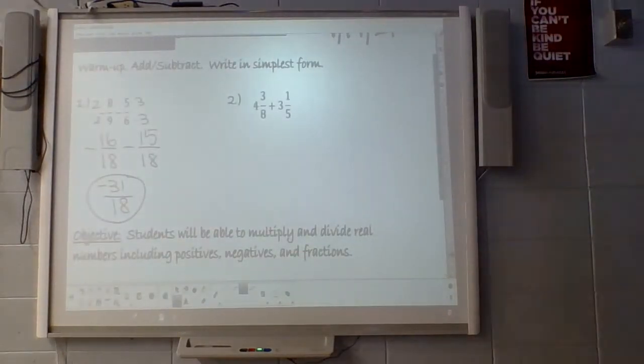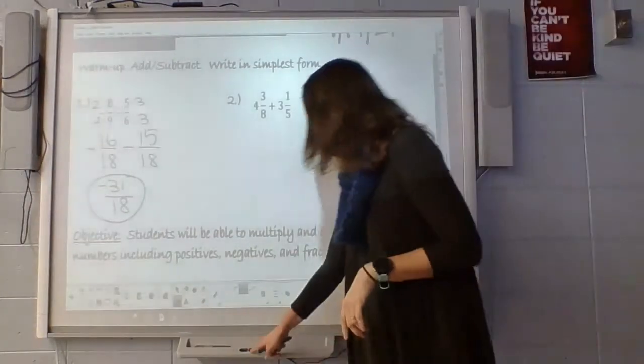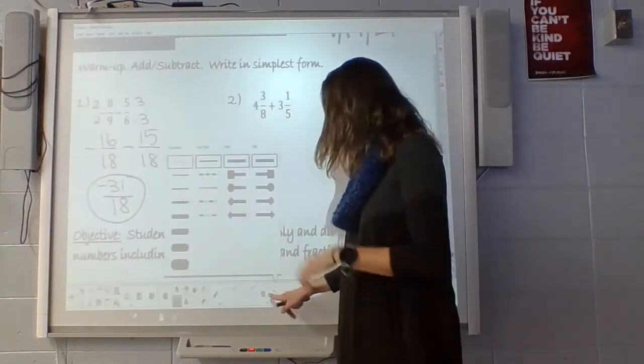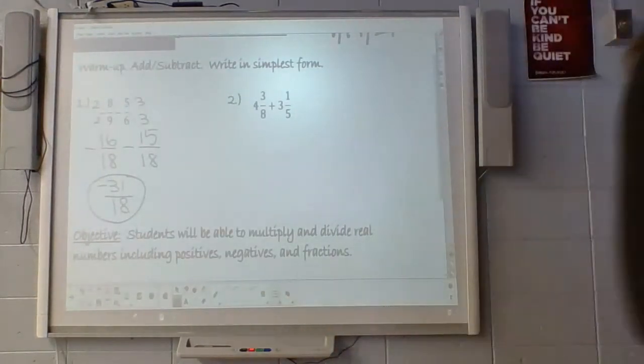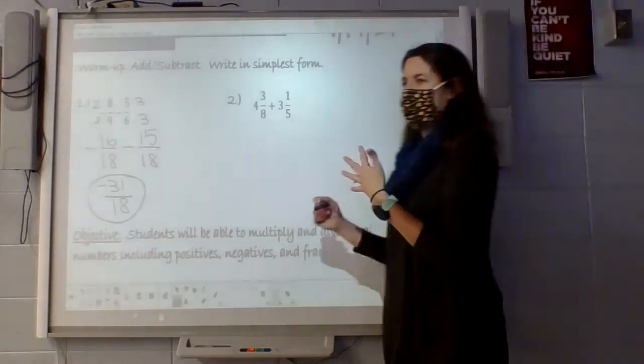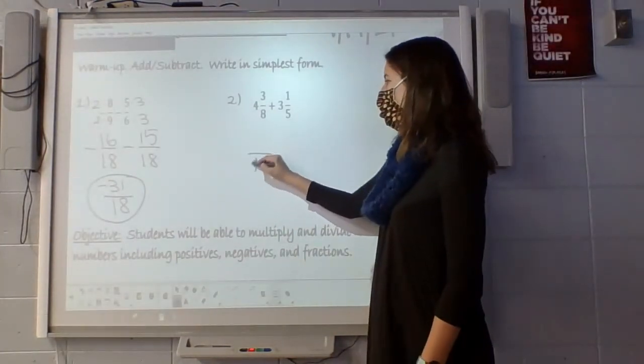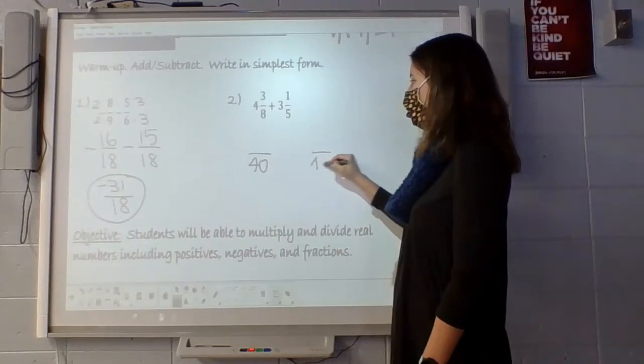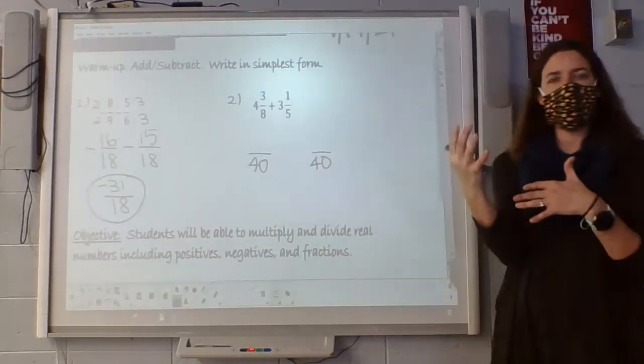All right, number 2. What's our common denominator in this one? What did you guys get for your common denominator? 40, yep. So this one, 40, sometimes you're like, oh, there's got to be something smaller. This one, there's not. Just 40. 8 times 5 is 40. That's the smallest number they both can become.